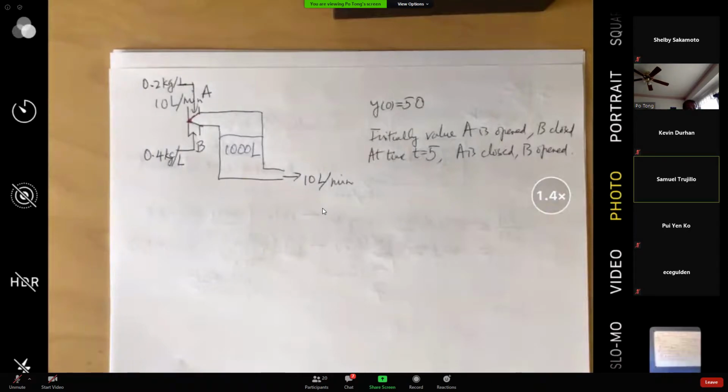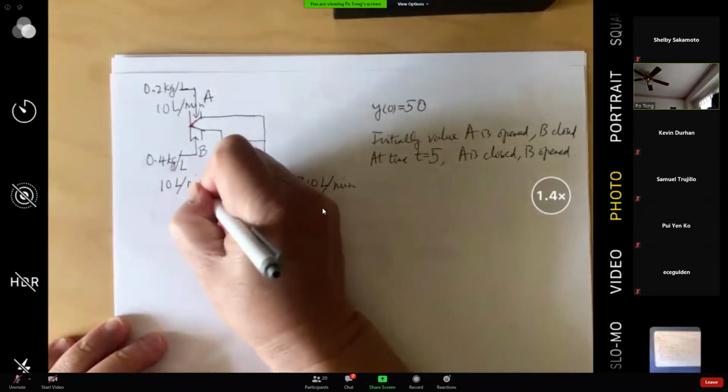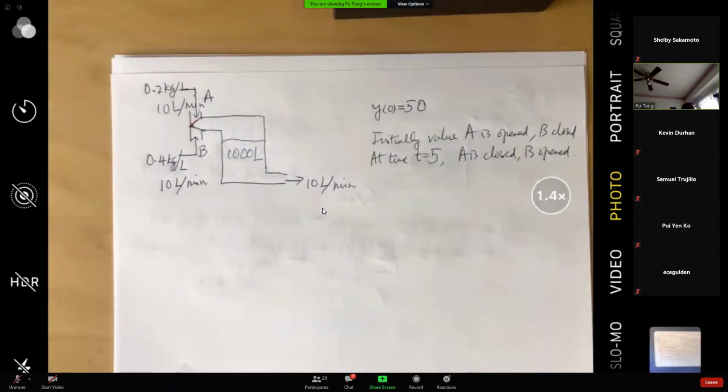For valve B, is it also 10 liters per minute? Yeah, it's also 10 liters per minute. Okay, thank you. Otherwise it's going to be a little bit too complicated. You can probably still set it up, but solving is going to be a lot harder. So does the water level change? No. Water level is not going to change.